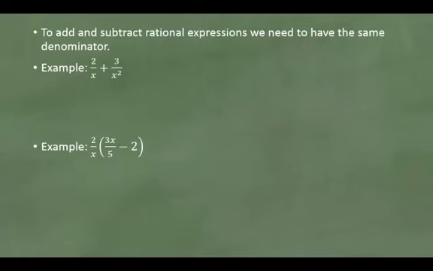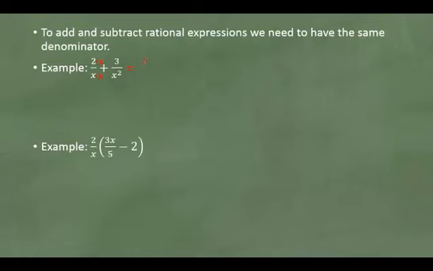To add and subtract rational expressions, we need to have the same denominator. We can't add 2 over x plus 3 over x squared if we don't have the same number in the bottom. Okay. What we usually do is we find what we need to get the same denominator. So here, for example, we have an x and we have an x times an x here, x squared. So all we need is another x there. So we're going to multiply by x. And because we do it to the bottom, we need to do the same thing to the top, multiply by x.